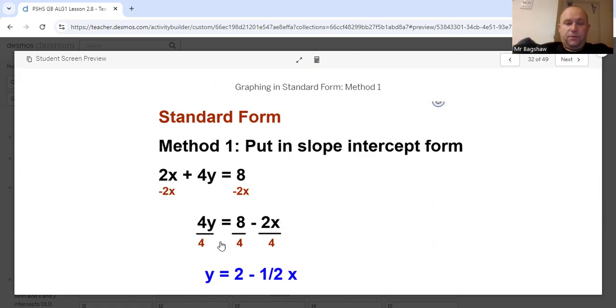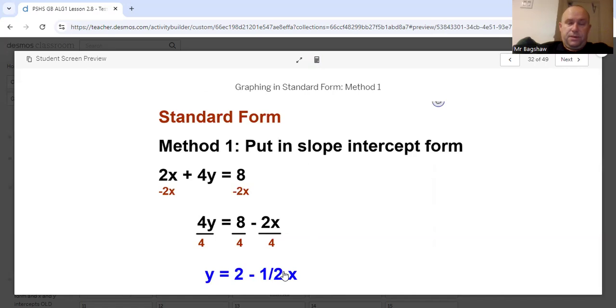4y means I'm times it by 4. So dividing each term by 4. 8 divided by 4 is 2. -2 over 4 is -1/2. And the advantage of doing this is you now have it in slope intercept form. So if I want to graph this, the number without the x is the y-intercept, 2. And if I'm graphing that, the slope is the number with the x, -1/2. I would go down 1, and then I would go right 2.